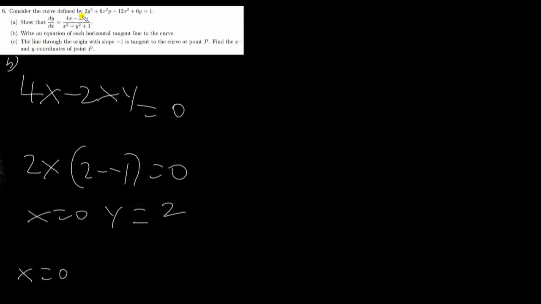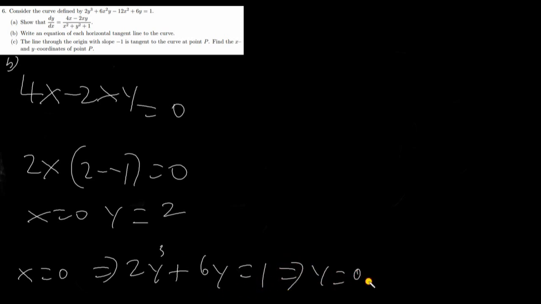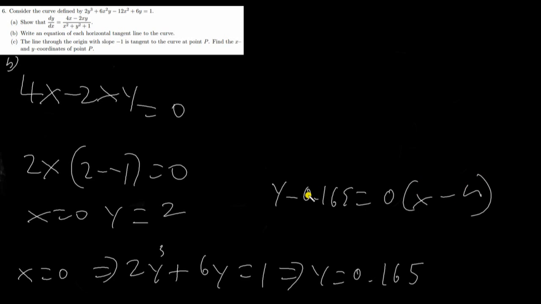Taking 0 and putting this into my curve to get the y coordinate, it's going to be 2y cubed plus 0 minus 0 plus 6y equals 1. If you solve this for y, you'd get y is 0.165. Since the slope is 0, you get y minus 0.165 is equal to 0 times (x minus whatever). So the entire equation is just y equals 0.165.